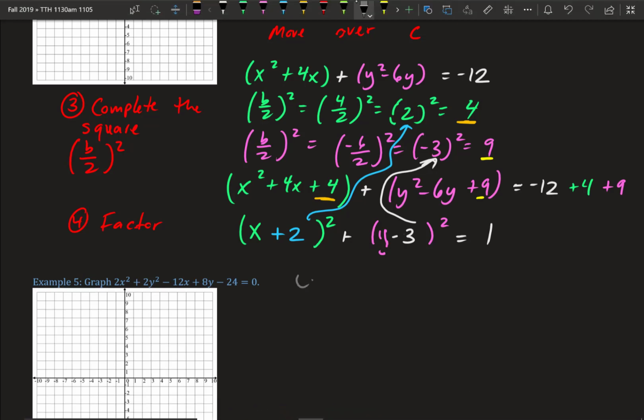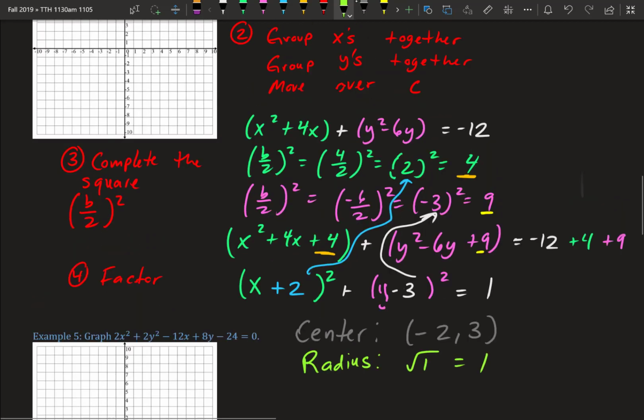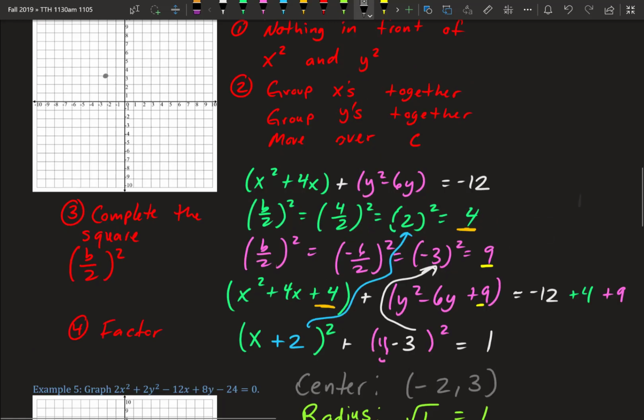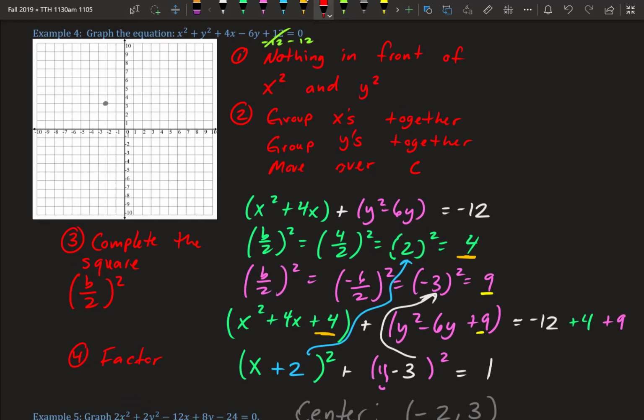We have a center of negative 2, 3, and then we have a radius of the square root of 1, which is 1. So we're going to go to the center at negative 2, 3, and then with the radius of 1, we're going to go up 1, back to the center, left 1, back to the center, down 1, back to the center, right 1. And then as best as you can, connect those dots.